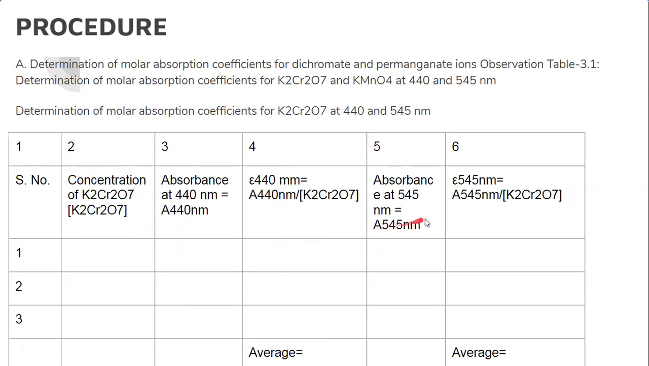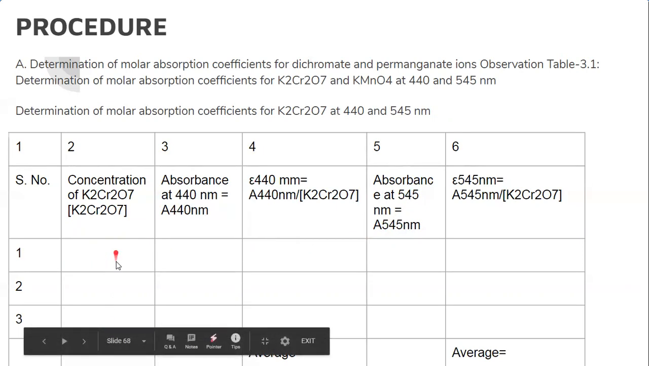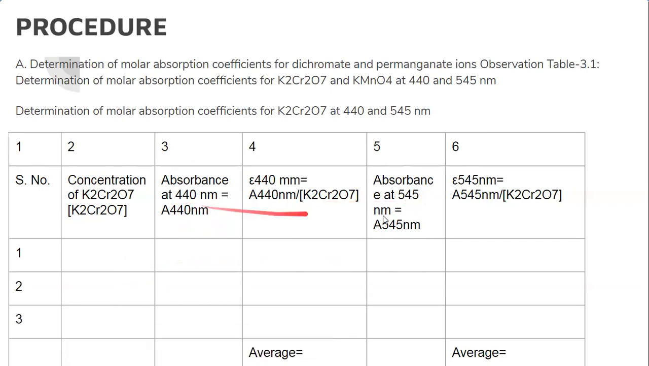And then we select the filter at 445, and again use the same solutions, where we measure the absorbance at a different wavelength. Here the wavelength is 440 and here the wavelength is 445. Again, we substitute these values in this formula to get the molar coefficient value at 545 nanometers of potassium dichromate.